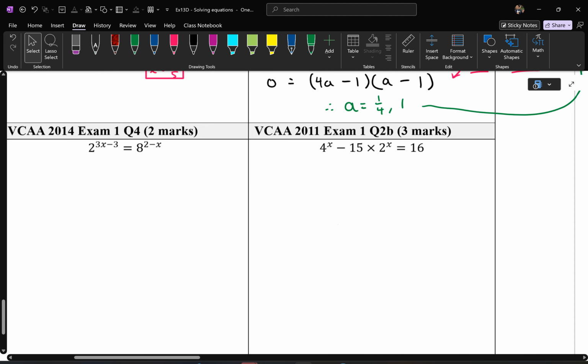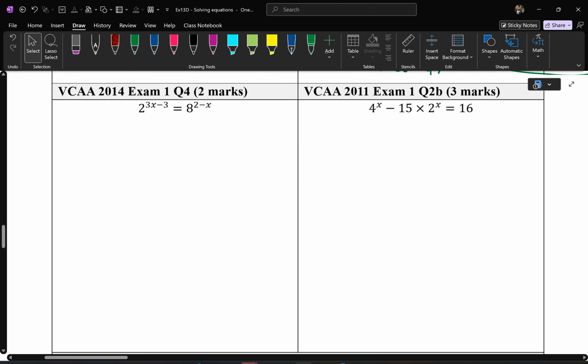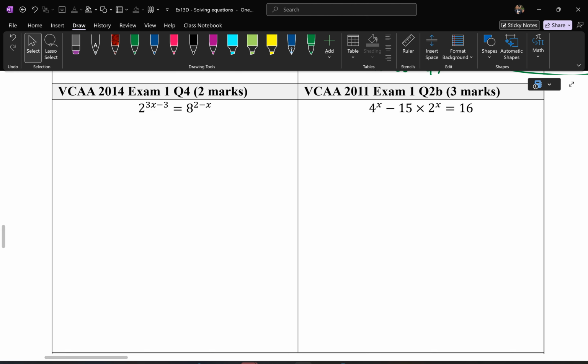These are 2 Year 12 exam questions for you to try. That's 2011, Exam 1, question 2B, worth 3 marks. Use the technique I just showed you. Have a go with this one. This one should be less.